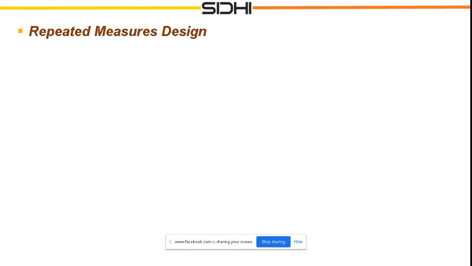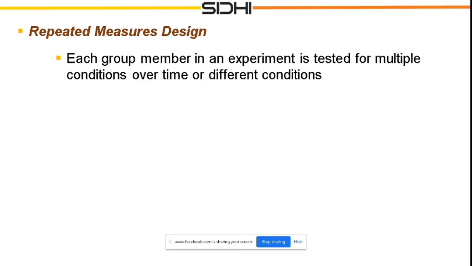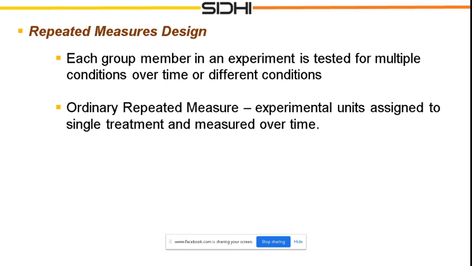Then your repeated measures. So each group member, in an experiment, is tested for multiple conditions over time or different conditions, meaning you only have one experimental group, which you will apply the treatment to and then repeatedly measure the data or the result. So you have different types of repeated measures.